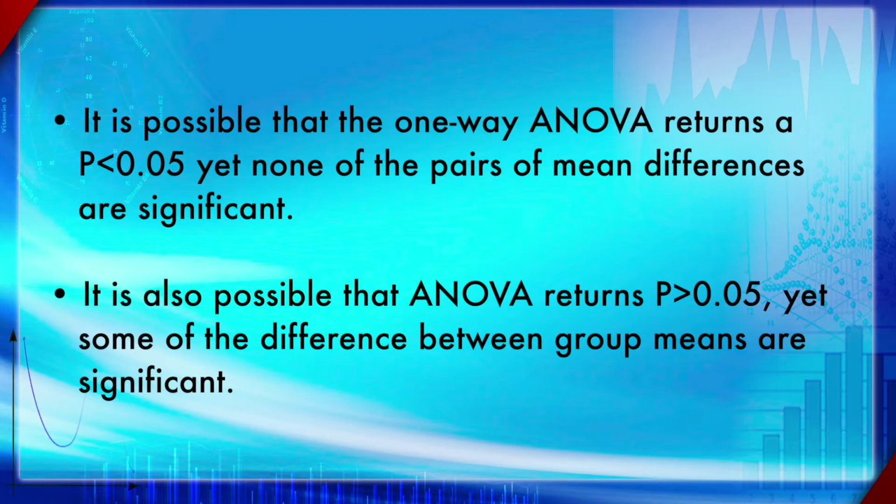It's also possible that the ANOVA returns a p-value more than 0.05. That means there are no significant differences between the group means overall, yet some of the differences between the group means are significant. So because of this second possibility, even if the ANOVA says there is no significance, you can still perform Tukey's HSD to see how the group means are performing. So maybe some pairs are significant or not.